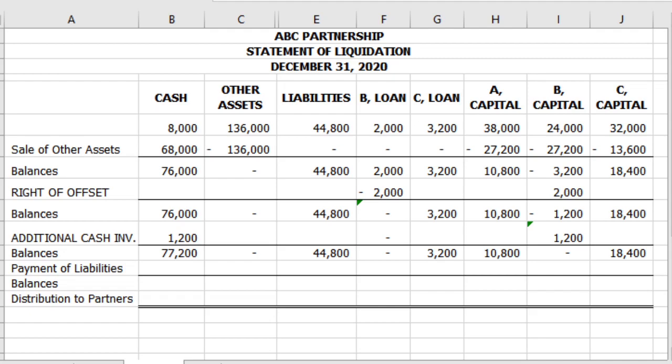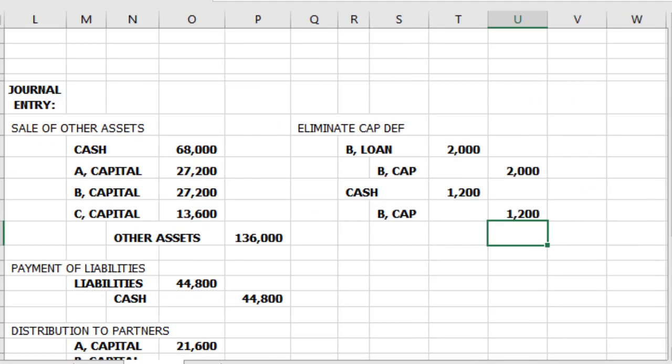But before that, gagawin muna natin ng entry yung kanyang right of offset and additional cash investment. So, ito yung entry natin for the elimination. So, right of offset, yung loan niya, mababawasan ng 2,000, mapupunta sa capital account niya. And then, yung additional cash investment, we debit cash and then we credit the capital account of B in the amount of 1,200. So, kung magkano lang yung capital deficiency niya, yun lang yung cash na i-invest ng ating partner.